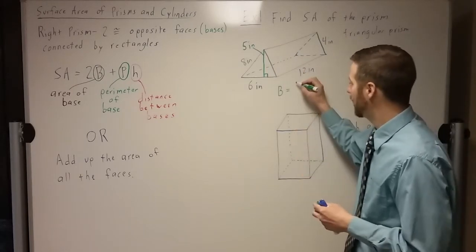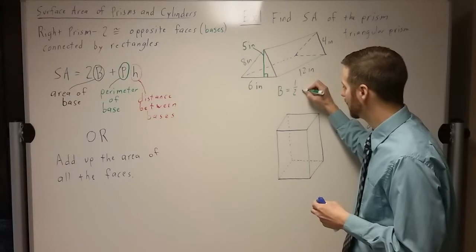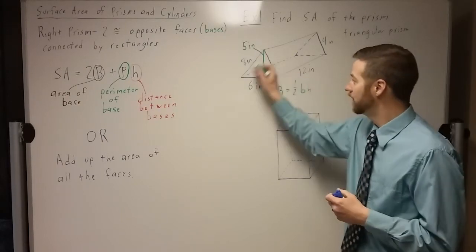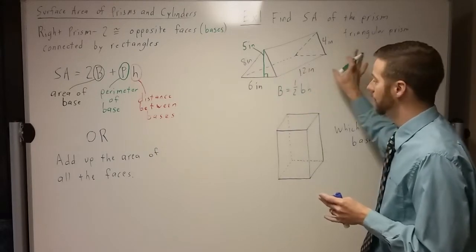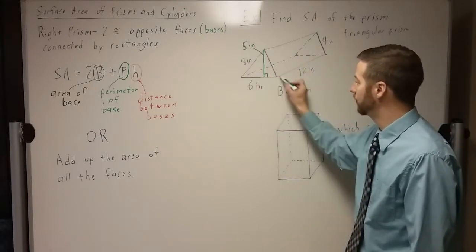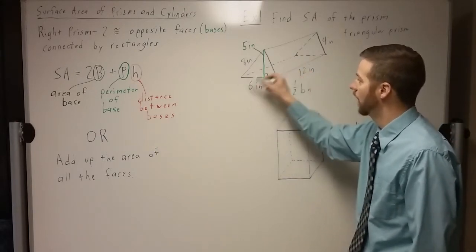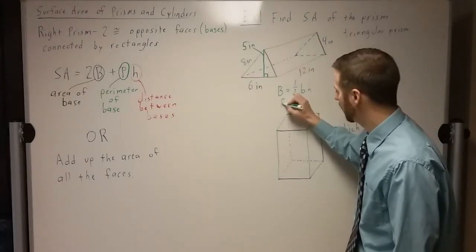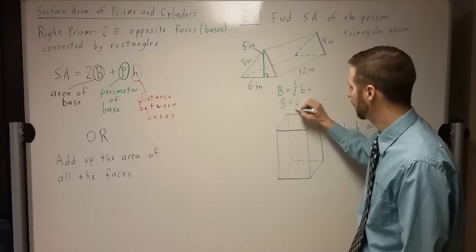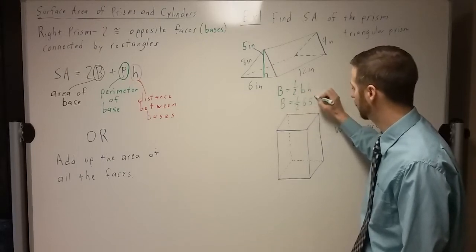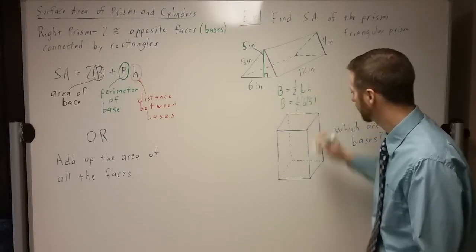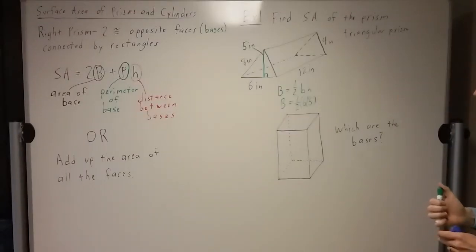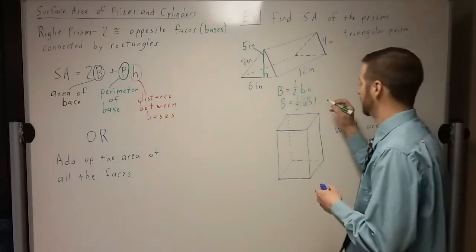Quick reminder, the area of a triangle is 1/2 times base times height. In this triangle, we're ignoring the rest of the shape right now. The base of the triangle is 6. The height of the triangle is 5. And so the area of this triangle is 1/2 times 6 times 5. All right, so 6 times 5 is 30.